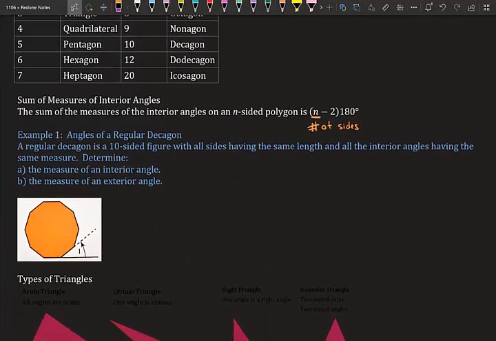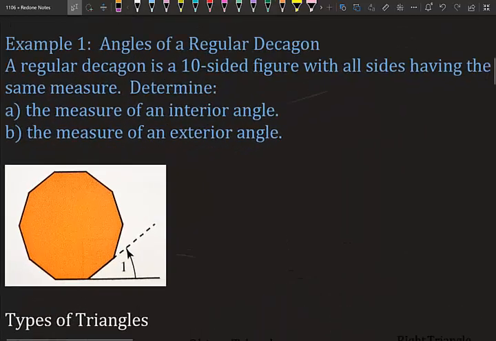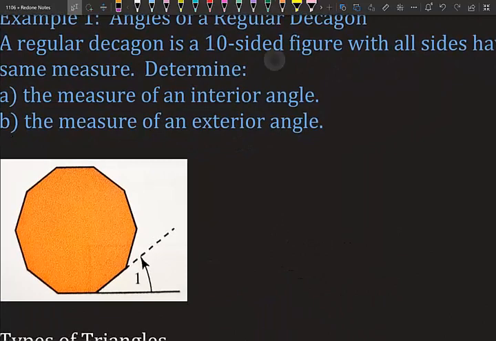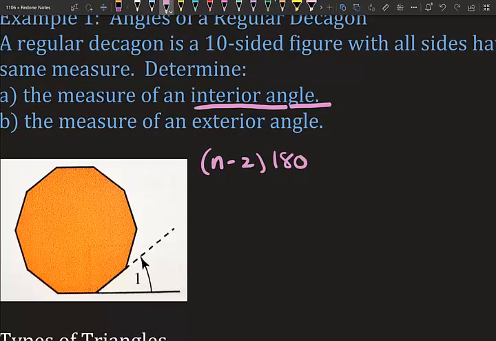Angles of a regular decagon. A regular decagon is a 10-sided figure with all sides having the same length and all interior angles having the same measure. Determine the measure of an interior angle and the measure of an exterior angle. So we need to find the measure of an interior angle. To do that, we need to figure out what it all equals on the inside first. So to find that, we use our formula of n minus 2 times 180 degrees.